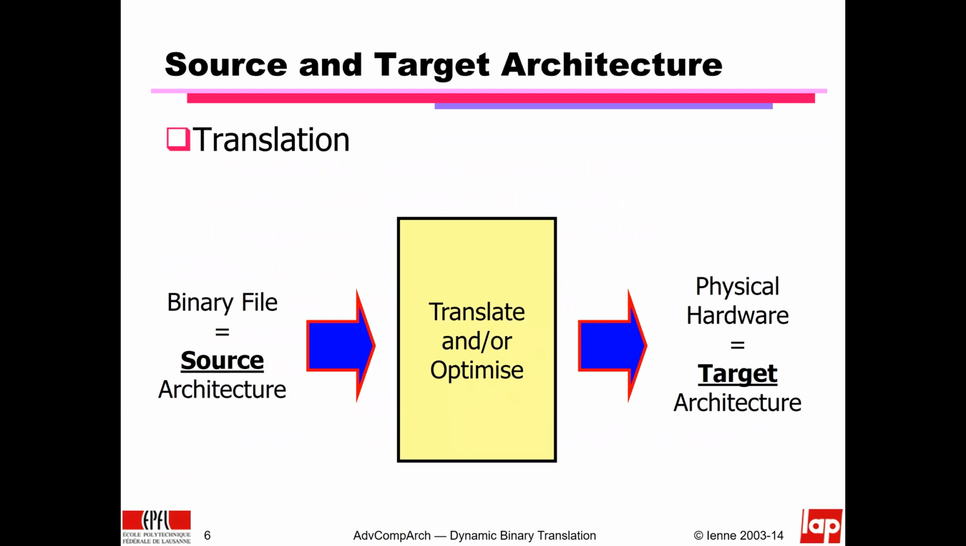So what is the topic? The topic is how to translate, right? How to take the code that is in one binary format, that is the source architecture, call it x86 for most practical purposes because that's the binary files that we have, and having a physical hardware that has nothing to do necessarily with that or not compatible in any case, right?